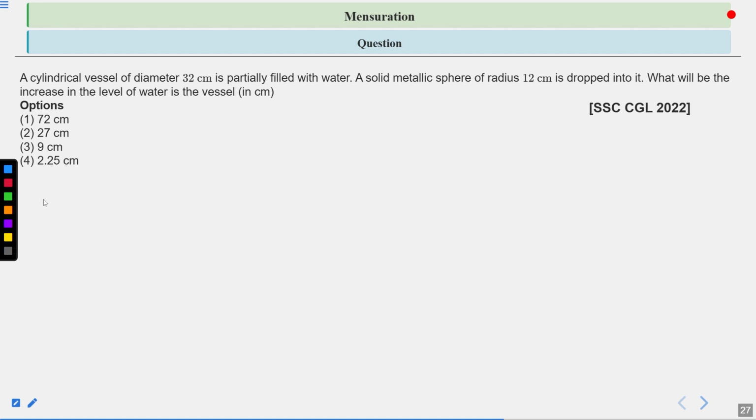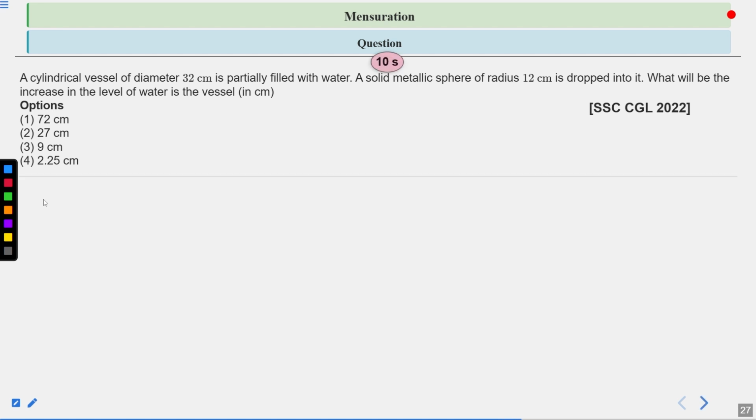A cylindrical vessel of diameter 32 centimeter is partially filled with water. A solid metallic sphere of radius 12 centimeter is dropped into it. What will be the increase in the level of water in the vessel in centimeter? This question is asked in the SSC CGL exam 2022. There are four options: first one is 72 centimeter, second is 27 centimeter, third one is 9 centimeter, and fourth one is 2.25 centimeter.